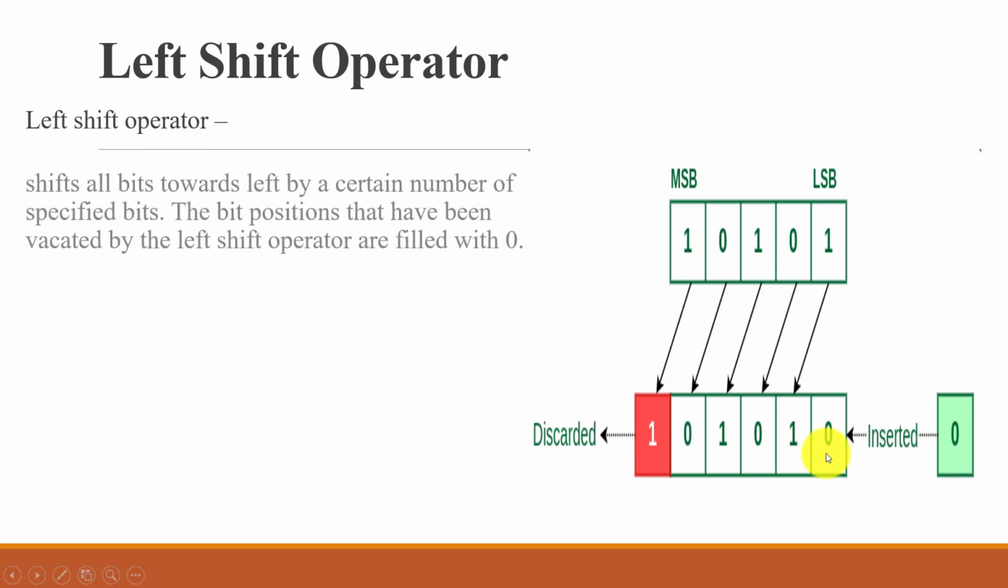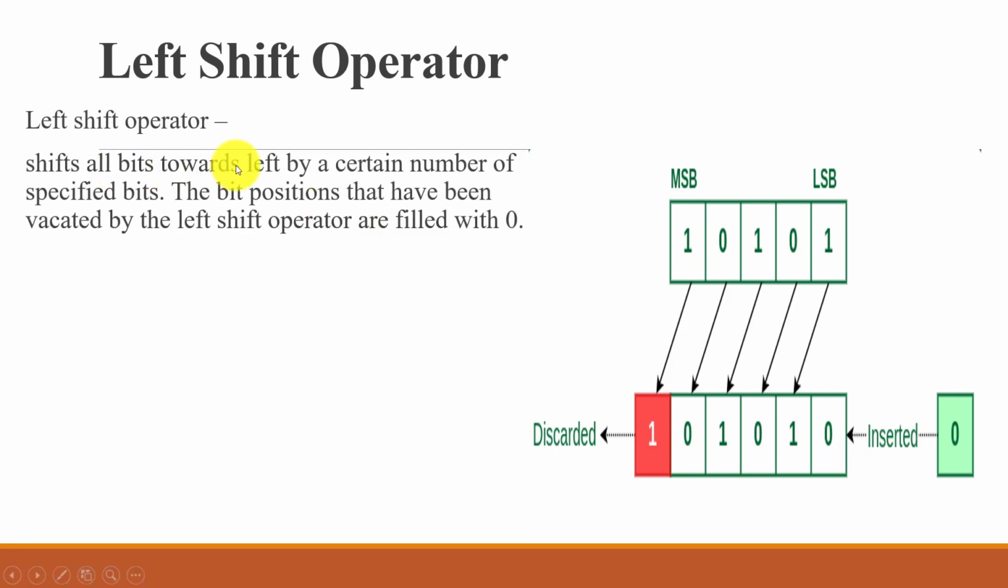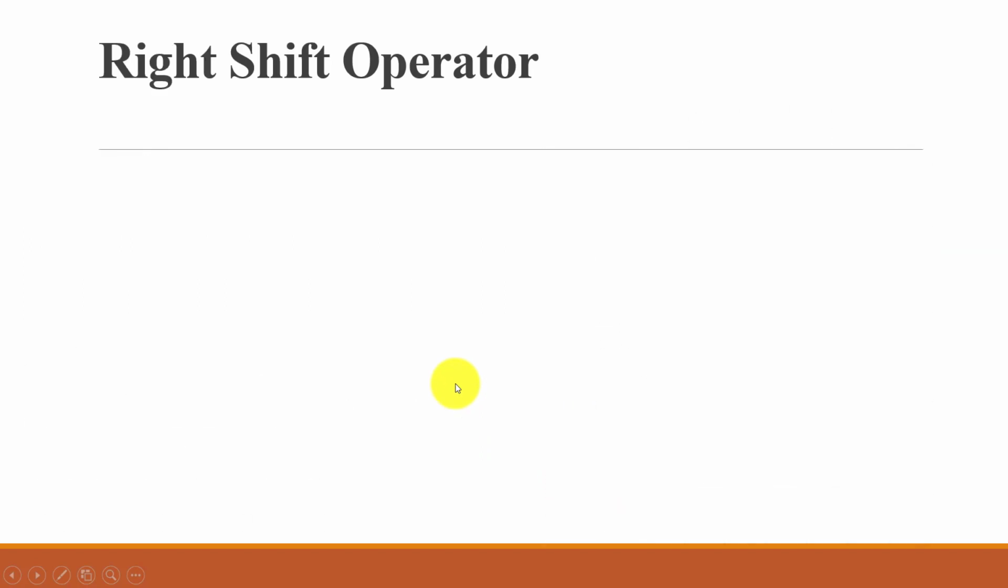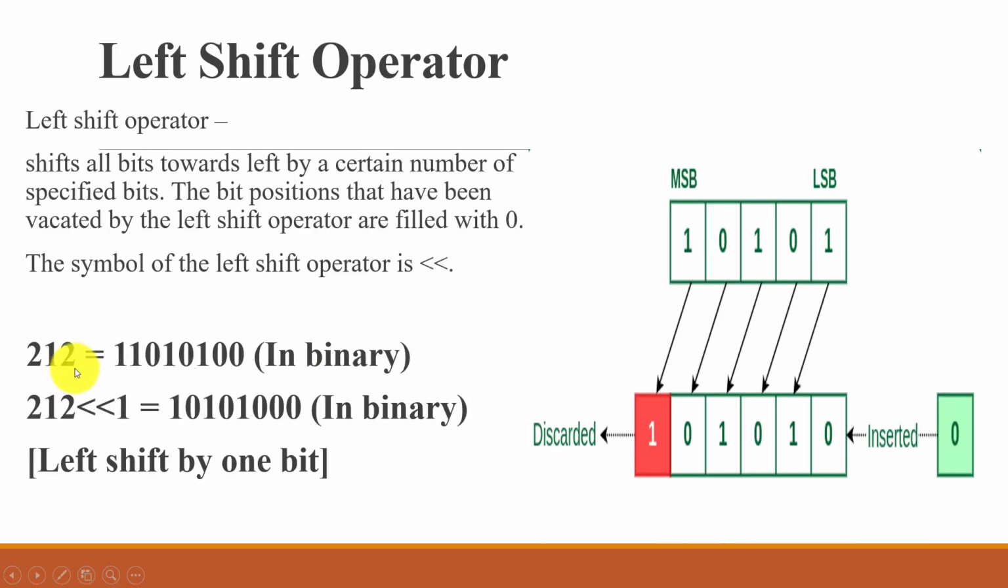So the left shift operator shifts all bits to the left by a specific number of bits. If I shift by 1 bit, I can represent it by this sign. The bit position vacated by the left shift operator is filled by 0. So I have to add 0 at the end, and from the left side I have to discard the bits. Let's see an example here.